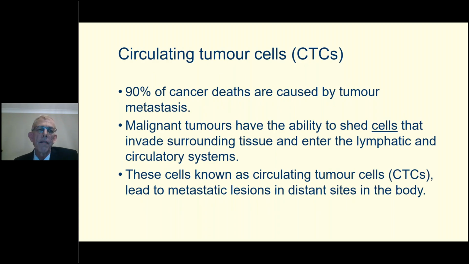So CTCs, the basic fundamental fact is 90% of cancer deaths are caused by tumor metastases. And unfortunately, malignant tumors have the ability to shed cells from their leading edge and in a very well-defined process invade surrounding tissue and enter the lymphatic and the circulatory systems. And these cells that break away from the primary tumor are known as circulating tumor cells. And they can potentially lead to metastatic lesions in distant sites within the body, some distance away from the primary tumor.